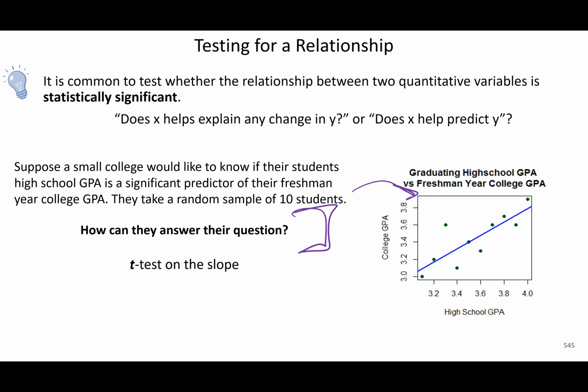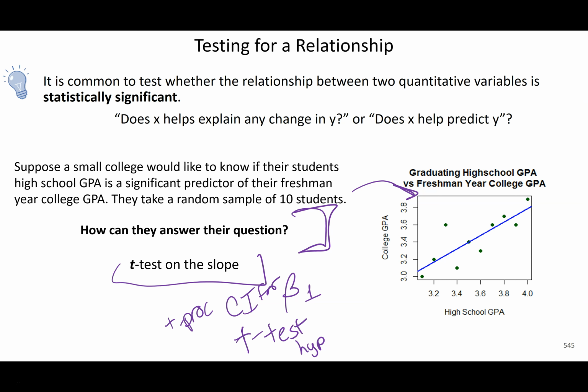So what we're going to use is a t-test on the slope. So in the last lesson, lesson 42, I think, I don't know, I can't count, we did a confidence interval for beta 1. Now we're going to do a t-test. So it was a t procedure confidence interval for beta 1. Now we're going to do a t-test. So that's a hypothesis test, a test for beta 1. So beta 1. If I said B, ignore that.